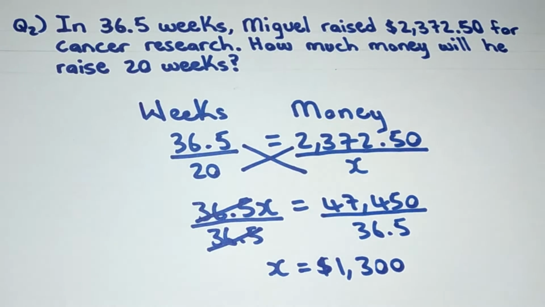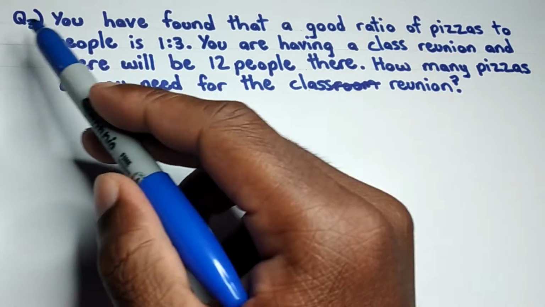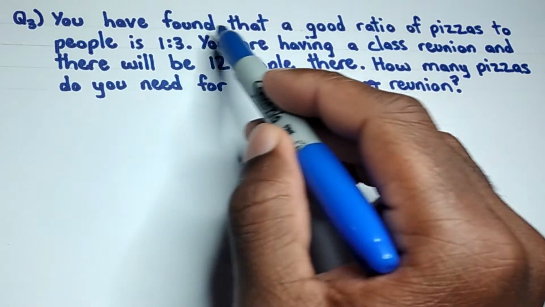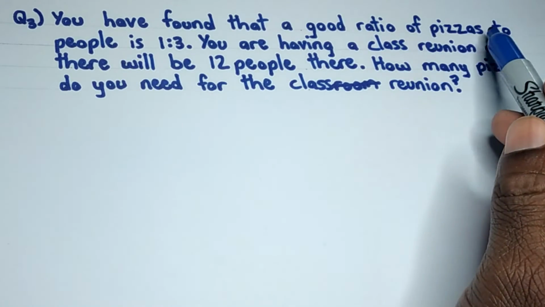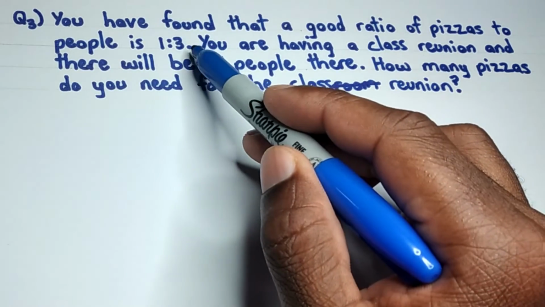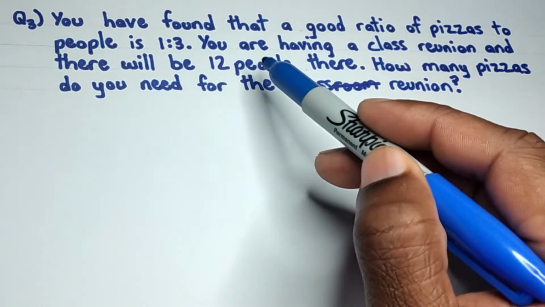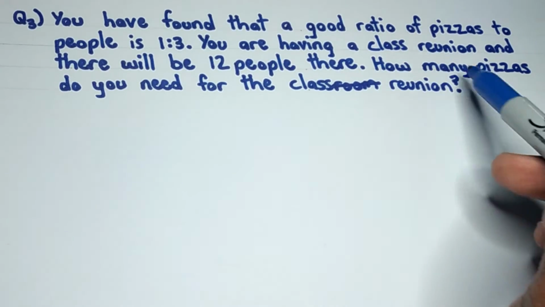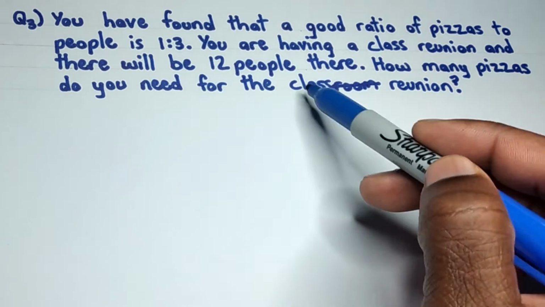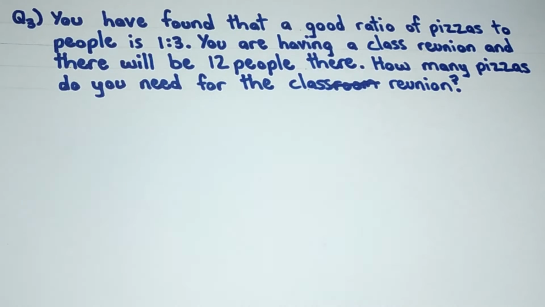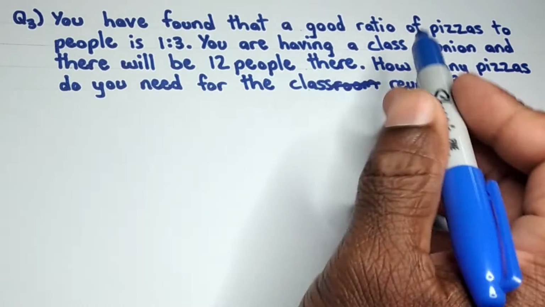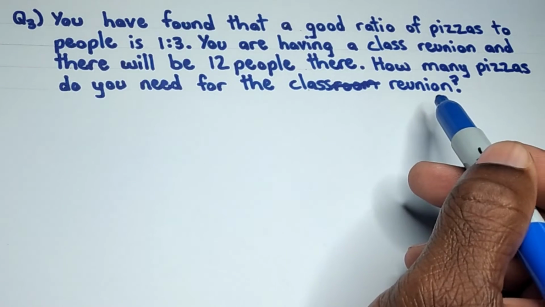Now let us look at question 3. All right, so here we have question 3. So you have found that a good ratio of pizzas to people is 1 to 3. You are having a class reunion and there will be 12 people there. How many pizzas do you need for the class reunion? All right, so I want to know how many pizzas you will need for the 12 people that will be at the class reunion.